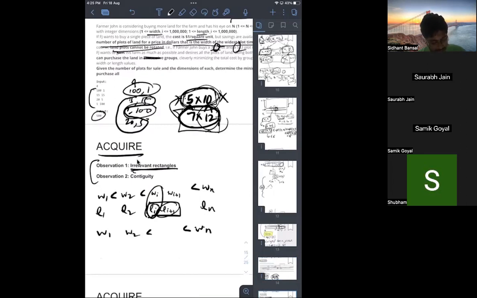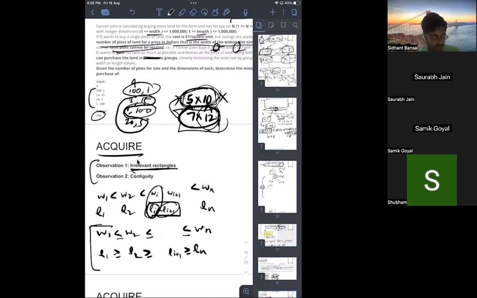All these are increasing. Length 1, length 2, length n. All these are decreasing. This is very interesting. Why? Because there will not be any consecutive pair of Li and Li plus 1 where this will hold. If it were holding, you would have thrown it out because it would have been completely redundant. So eventually you'll end up with an array where the lengths are decreasing and the widths are increasing.